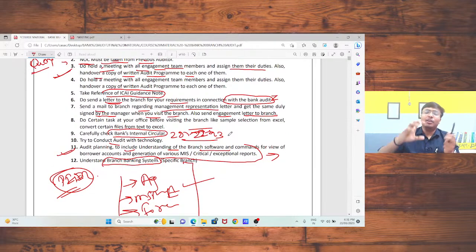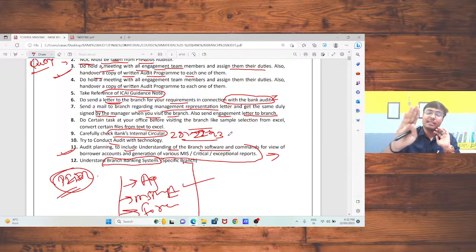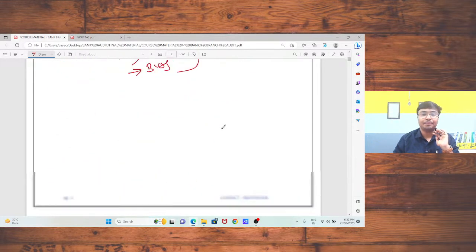You are going to take certain documents from that bank branch on your mail. Collect that data, and if this data is in text file, then convert the same in Excel, and after Excel you just select the sample. How you can select the sample, we are going to discuss.